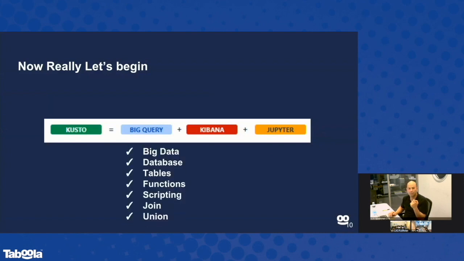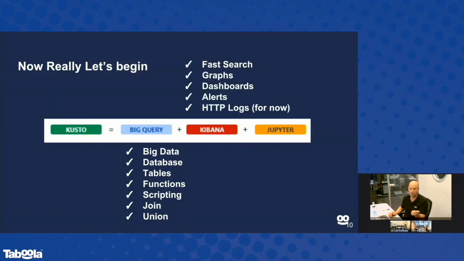Kusto is a combination of BigQuery, which is a database with tables, functions, scripting, you name it. Join, union. This is what you would expect from a database, and this is what Kusto will give you. Kibana has its fast search, its graphs and dashboards and alerting. We have this in Kusto. And Jupyter will give you the ease and the nice experience of notebooks, a place where you can keep all the information from end to end.